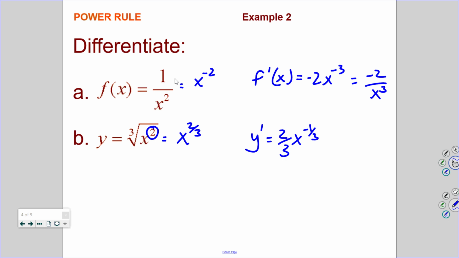Okay, again, you can leave it like this, or if you absolutely must rewrite it, you would have a cube root based off of this part right here, and x would be raised to the first power because I moved the negative into the denominator there. So either of those would be okay in this situation.